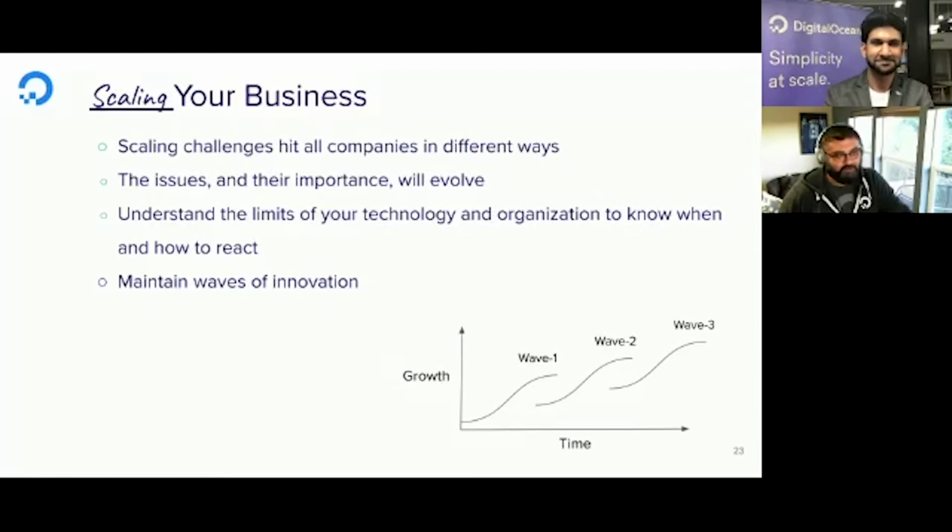Pick the right battle. Choose and prioritize the right issue to solve and how you want to scale. At the same time, you have to understand the limit of your technology and your organization when you're trying to scale, and how to react, right? Obviously, we talk a lot about tech debt, right?